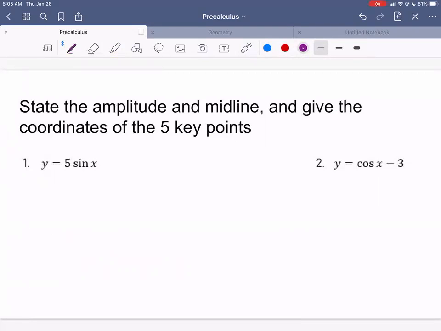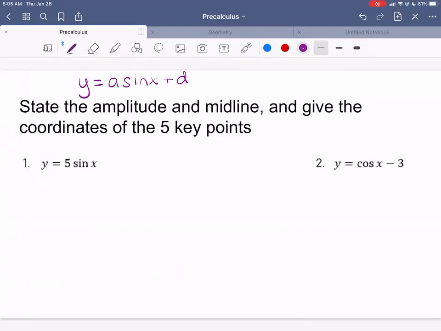What we want to do is state the amplitude and the midline and then give the coordinates of our 5 key points. So remember, our general equation is y equals a sine of x plus d. I've ignored the b and the c values because we're not working with them right now. We just care about the a and the d.